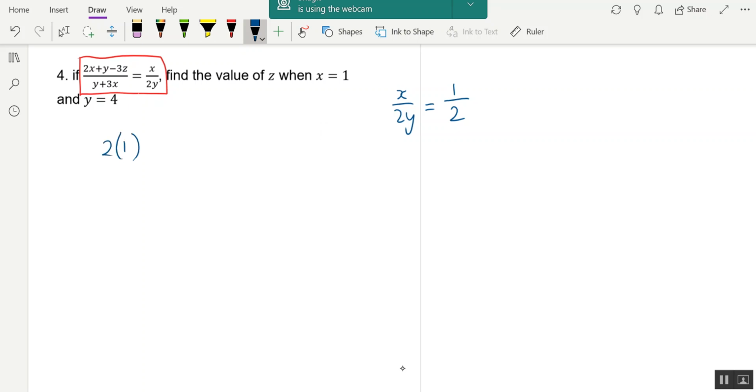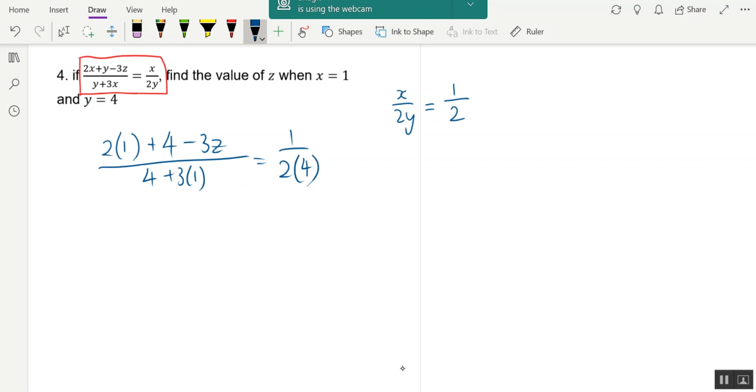2 bracket 1, because x is 1, y is 4. Now for single digits we don't have to put a bracket, it's fine. So 3z remains over here. Over y is 4 plus 3 bracket 1 equals 1 over 2 bracket 4. This is the way to present.